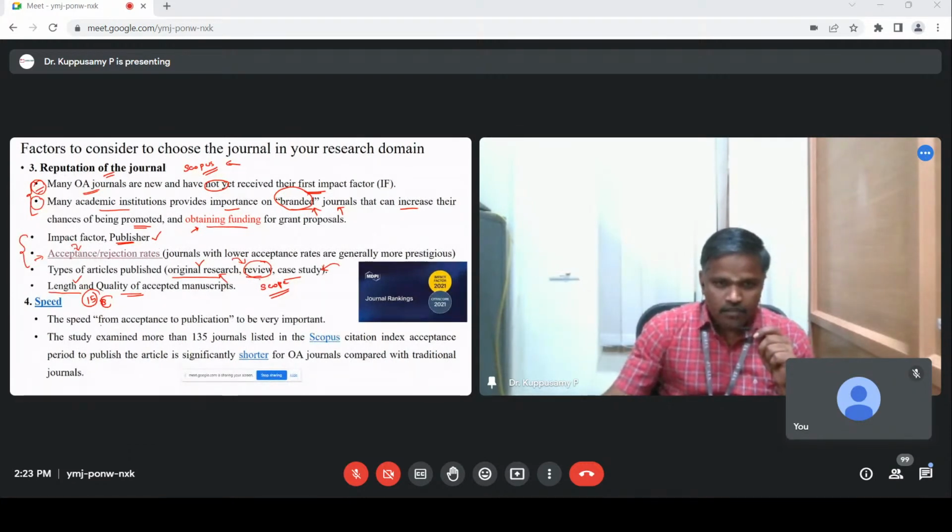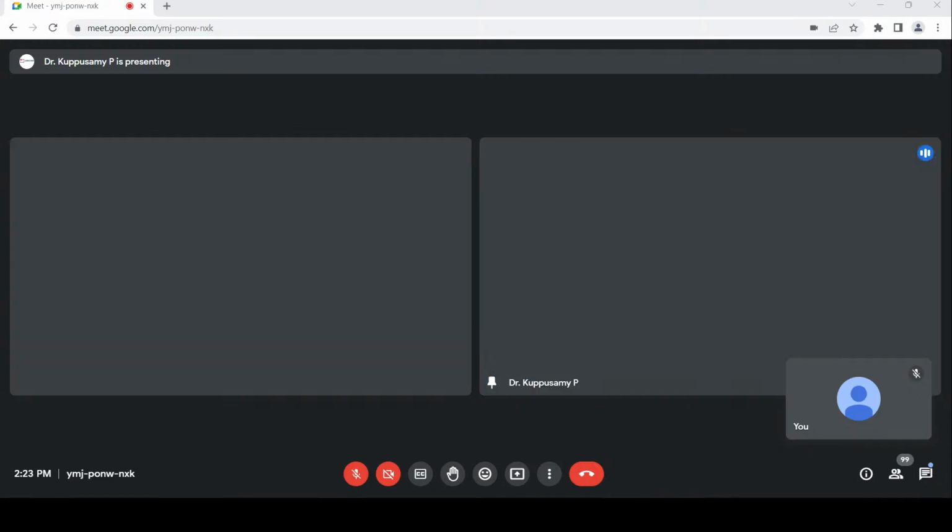And speed here means how many days they will take for giving you the comments or acceptance of your article. The study shows that in the Scopus list, 135 journals have given the acceptance or rejection response within a short duration, like 8 weeks or 6 weeks. So that speed also matters for applying the manuscript to a particular journal.